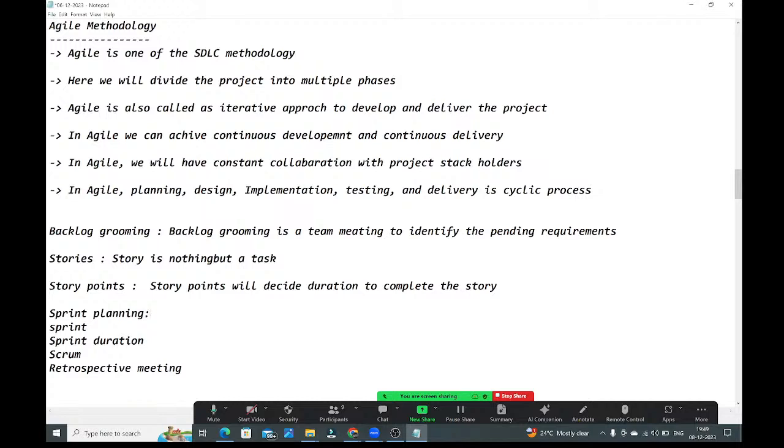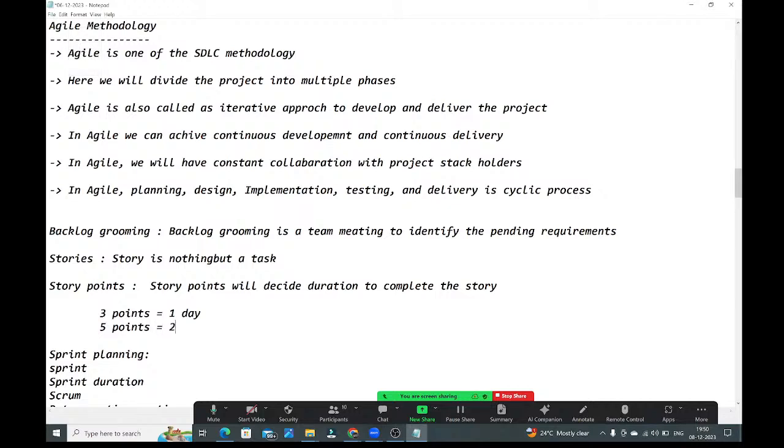Next, sprint planning. At sprint planning, guys, generally with story points you will have a 3 points story. A 3 points story means you need to finish it in 1 day. Next, a 5 points story means you need to finish it in 2 days. Next, an 8 points story means you need to finish it in 3 days, like this. Based on the story points only, the duration to complete the story will be decided, guys.